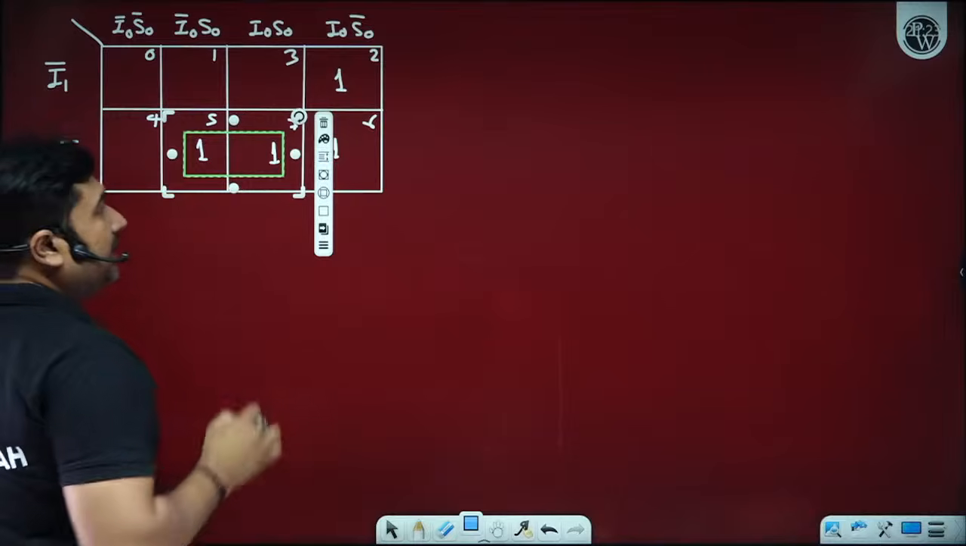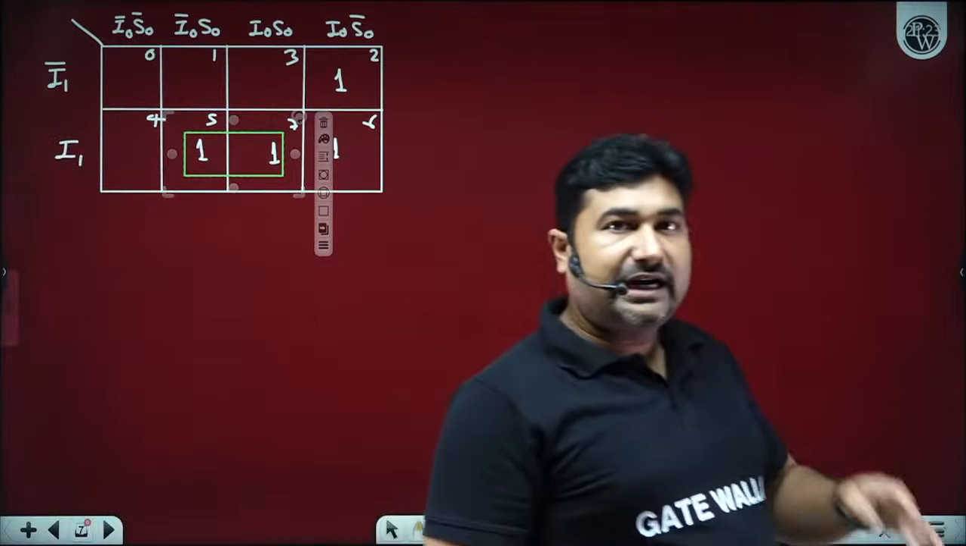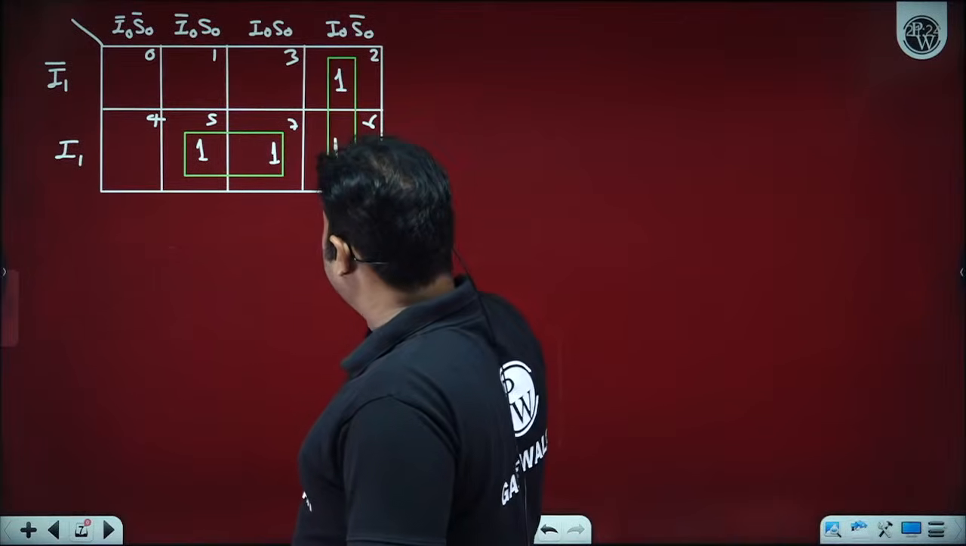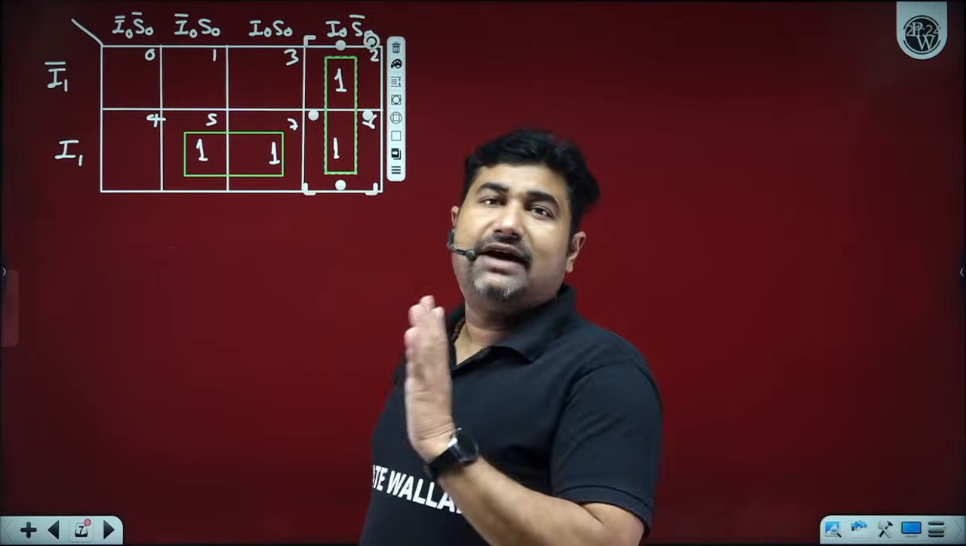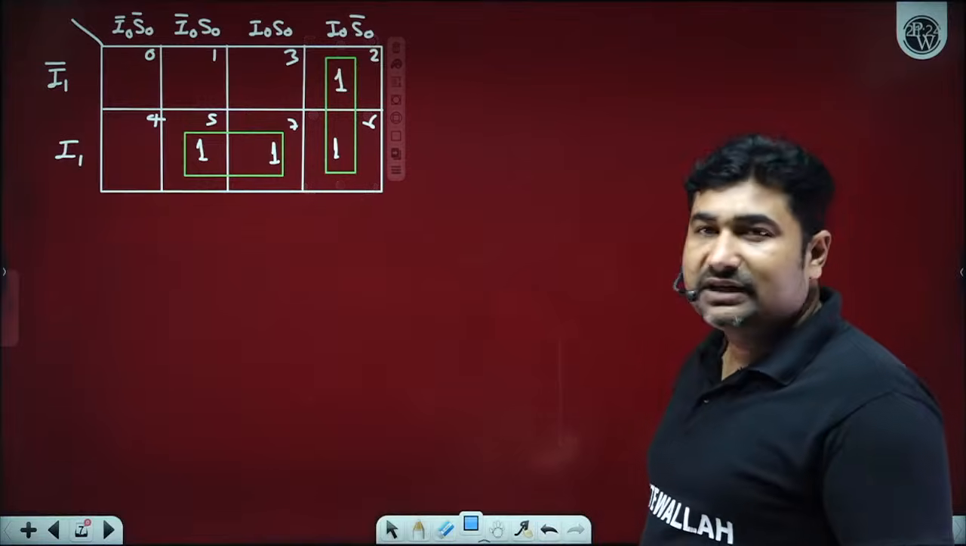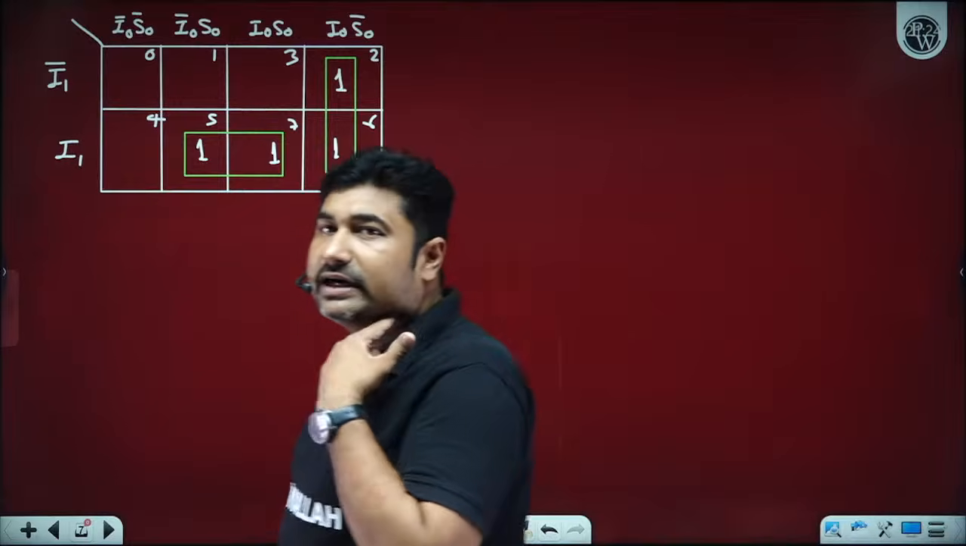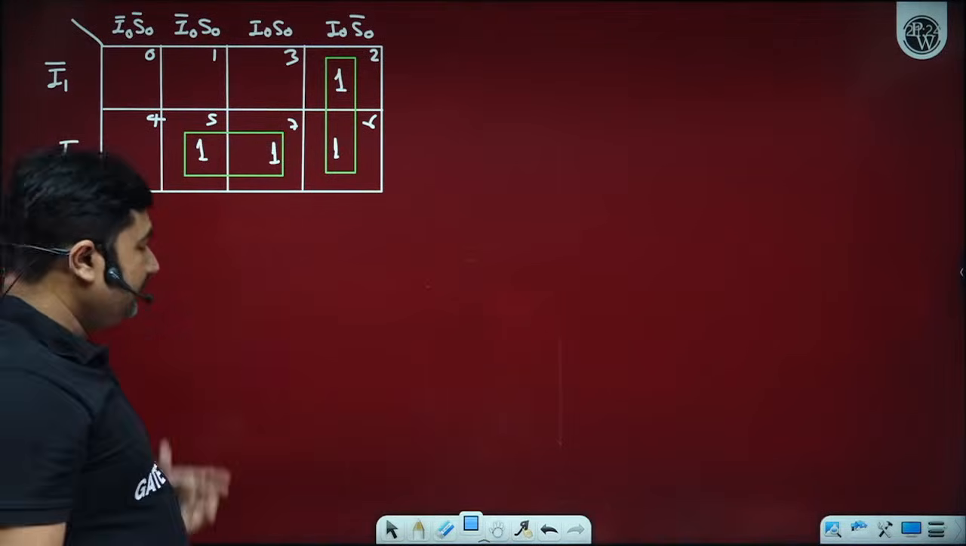In order to cover the minterm at 5, we must take this pair. In the same way, in order to cover the minterm at 2, we must take this pair. After taking these two pairs, all other pairs are going to be redundant because all the logic ones are already covered. Is it okay?